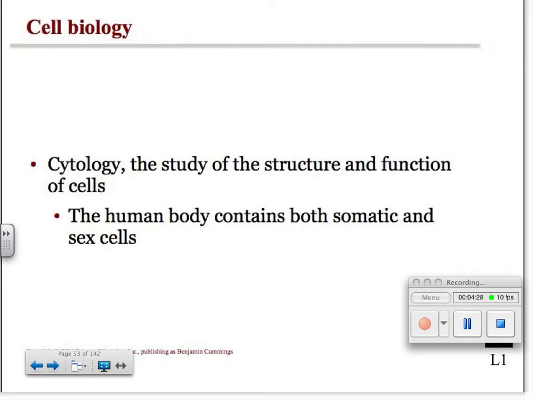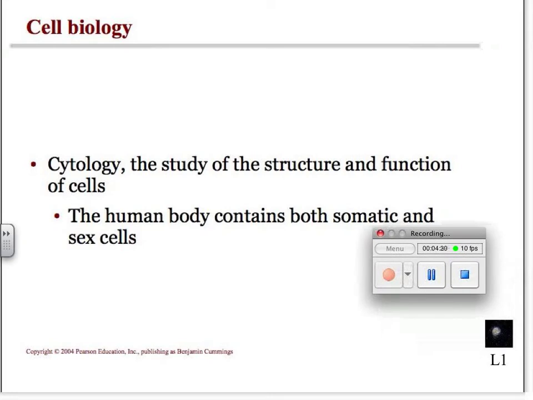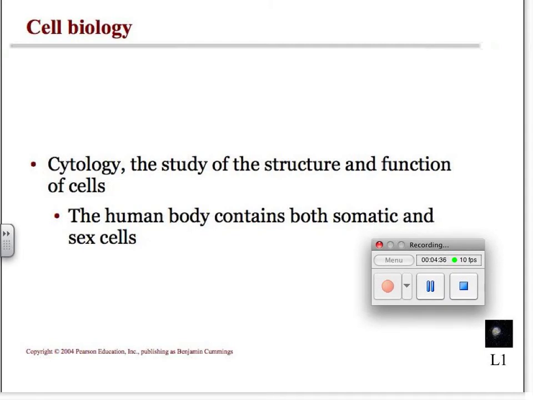The study of cells is called cytology. And the human body contains both somatic and sex cells. Somatic means body. Sex means, well, sex cells, having exchange of genetic information.